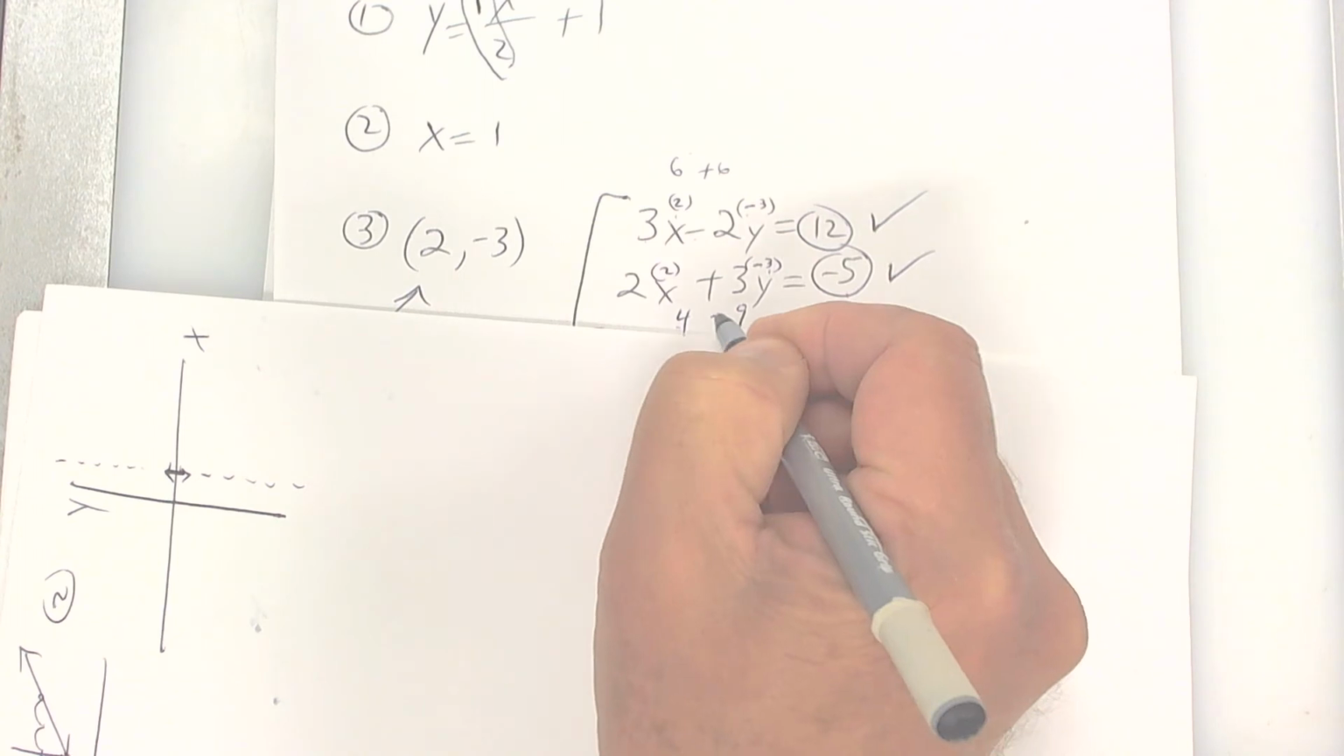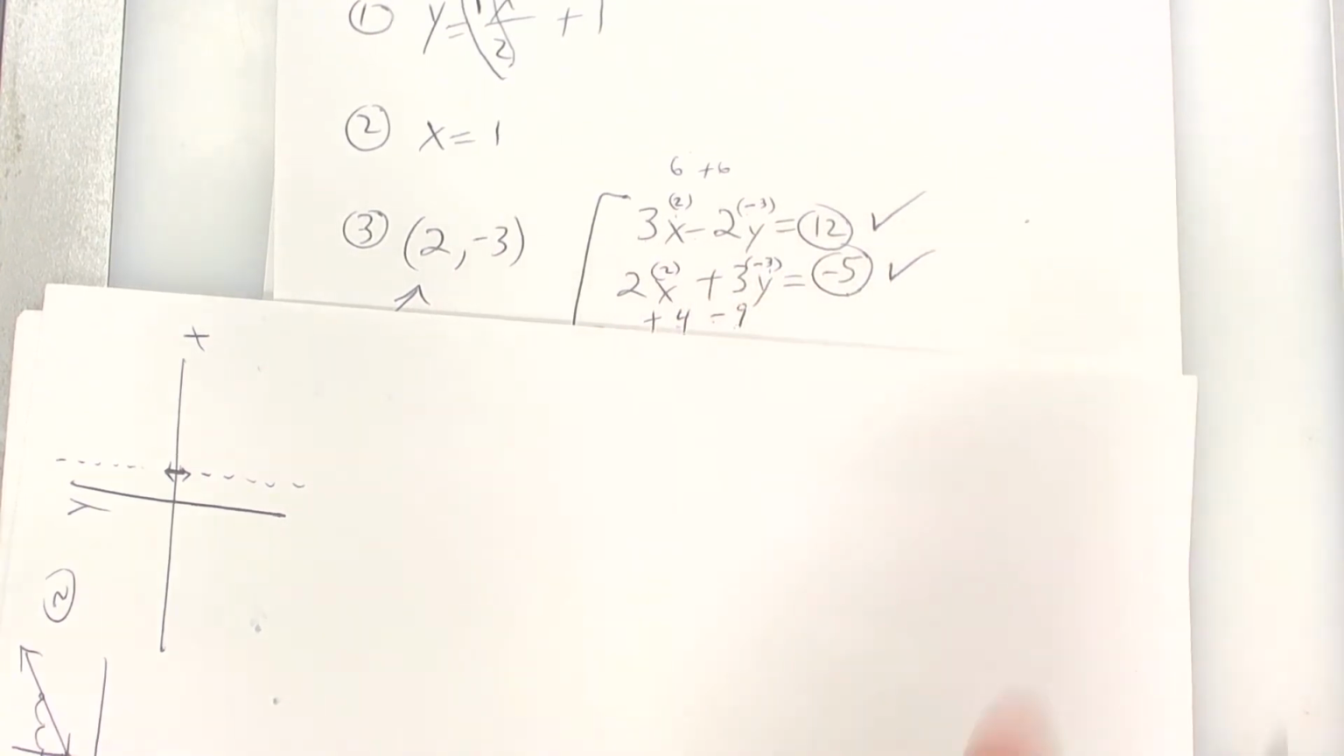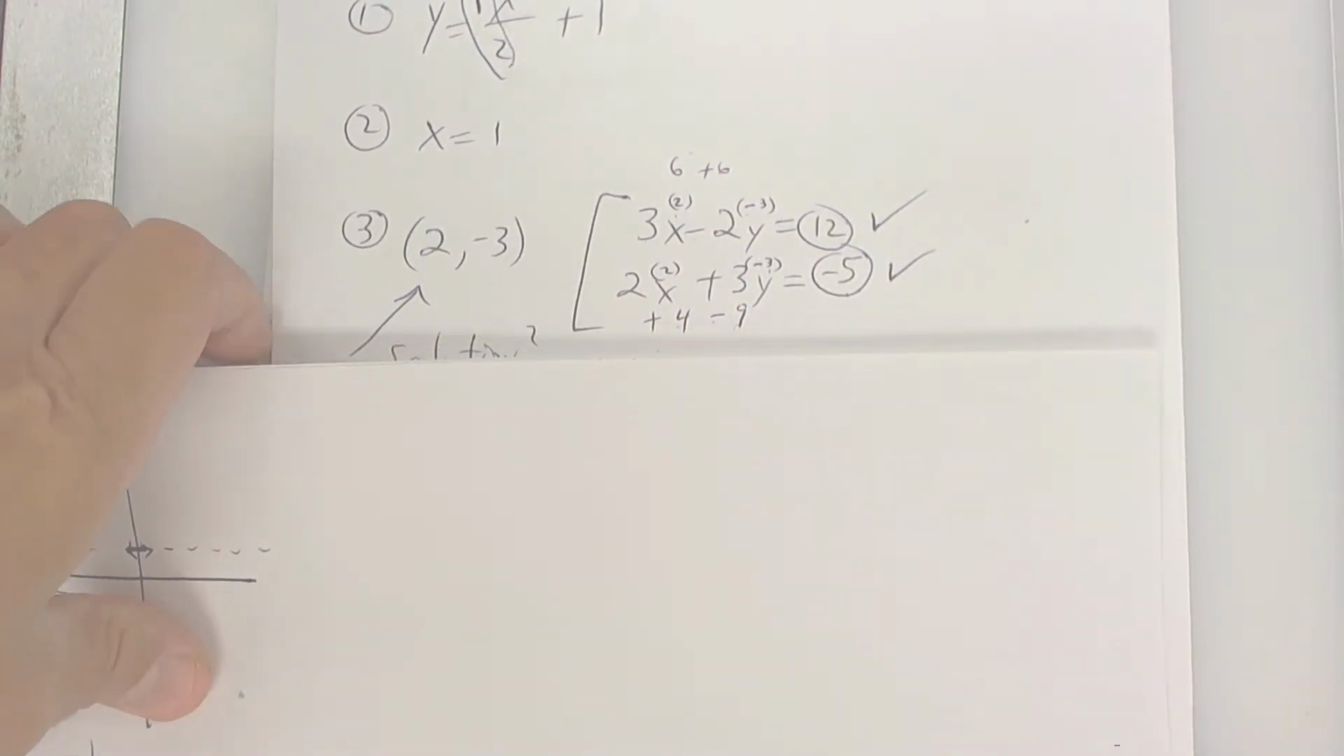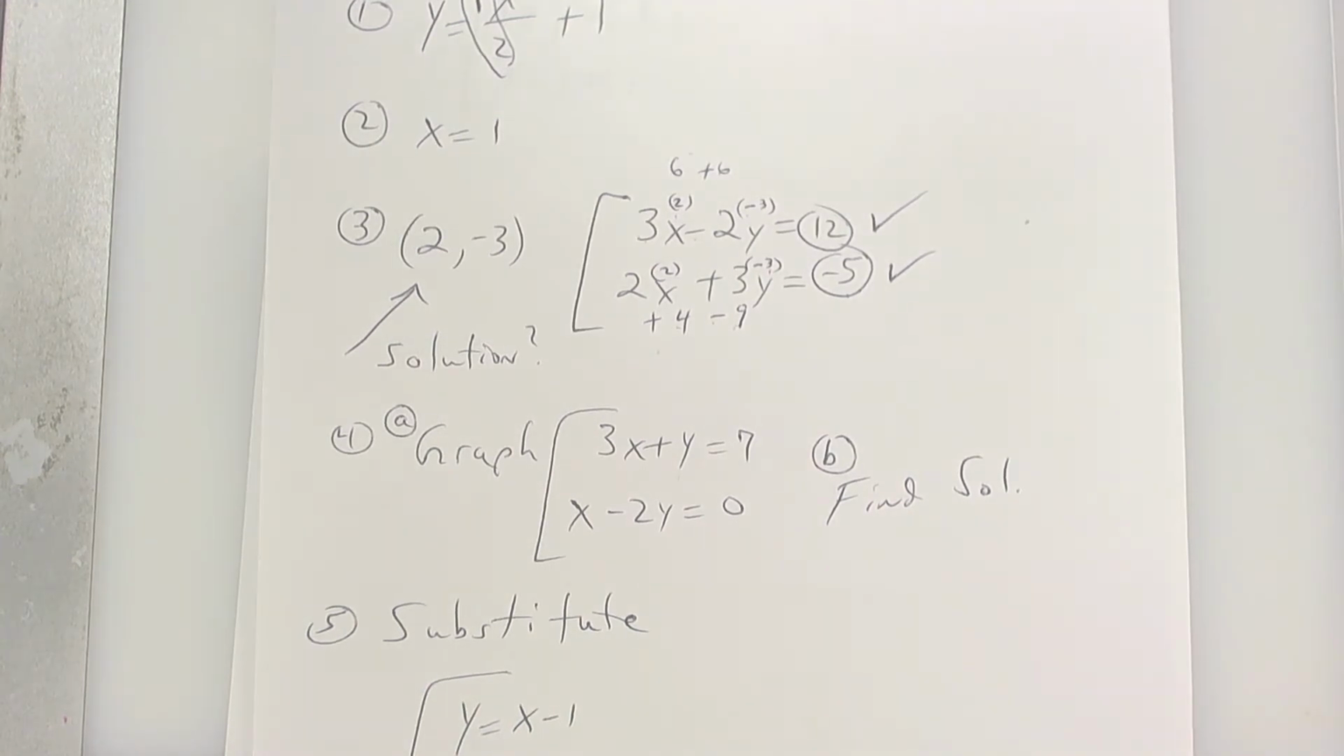So the answer is yes. A -9 plus 4 is a -5. So it is a solution. And remember, it's got to work in both of those.